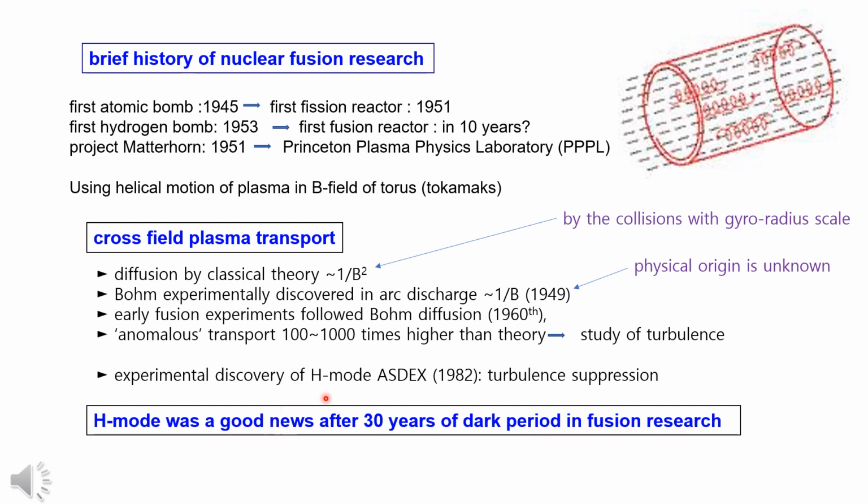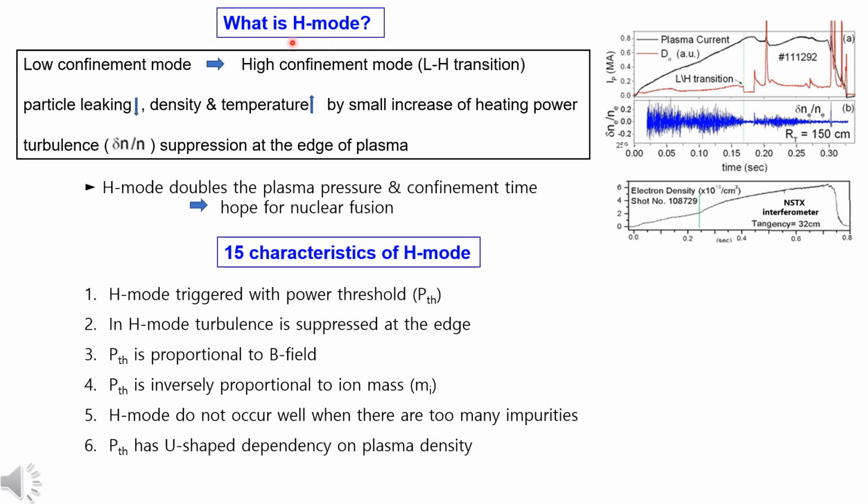Then came the good news from the German fusion device ASDEX. H mode was discovered, which is the suppression of turbulence. H mode means high confinement mode, in contrast to low confinement mode. Transition between them is called L to H transition. When H mode transition happens, the turbulence, measured as density fluctuation delta n over n, is suppressed, so the particle leaking drops rapidly, and the density and temperature increase. H mode makes the plasma pressure and confinement time doubled, so it gave a hope for nuclear fusion.